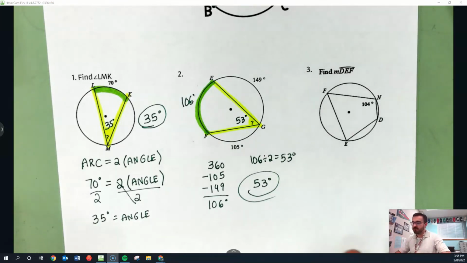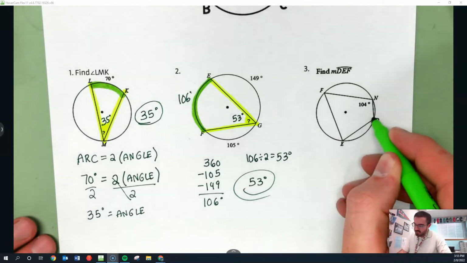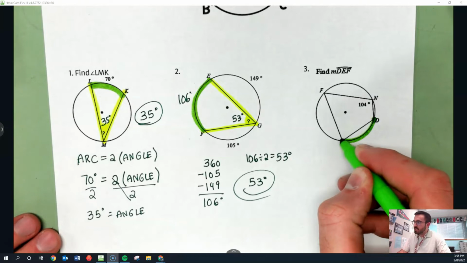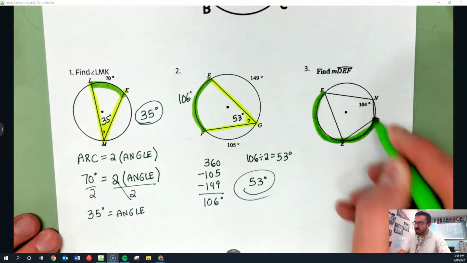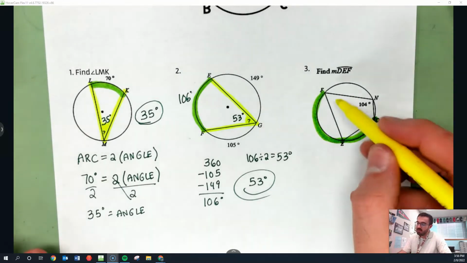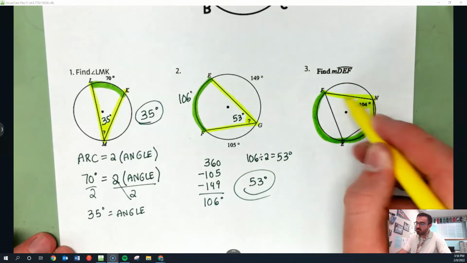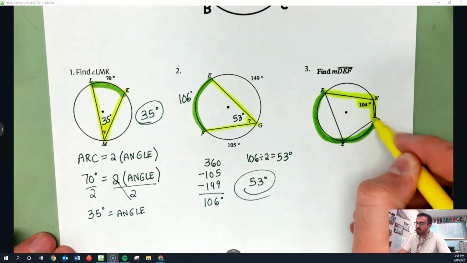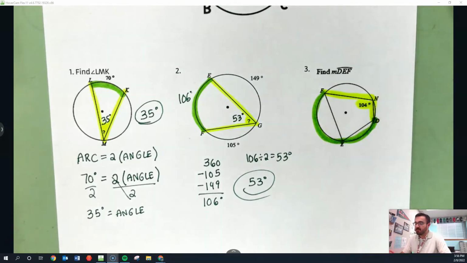All right, what about number 3? We're finding the measure of angle DEF. Oh my goodness, so this is an arc, D to E to F. Okay, that's the arc we're trying to find. Well, conveniently enough, it's created by an angle that we do know the measure of. That yellow angle creates the green arc.